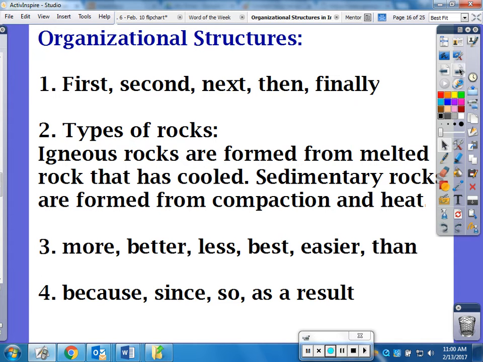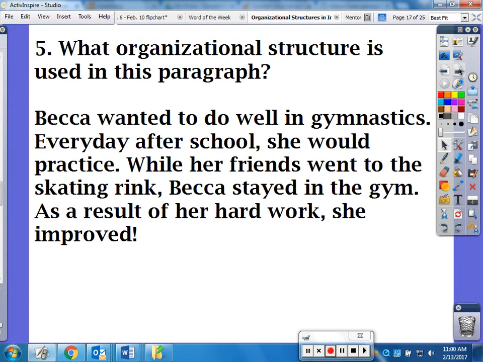Let's do one more. What organizational structure is used in this paragraph? Becca wanted to do well in gymnastics. Every day after school, she would practice. While her friends went to the skating rink, Becca stayed in the gym. As a result of her hard work, she improved. Let's think about, is this chronological, comparison and contrast, cause and effect, descriptive?